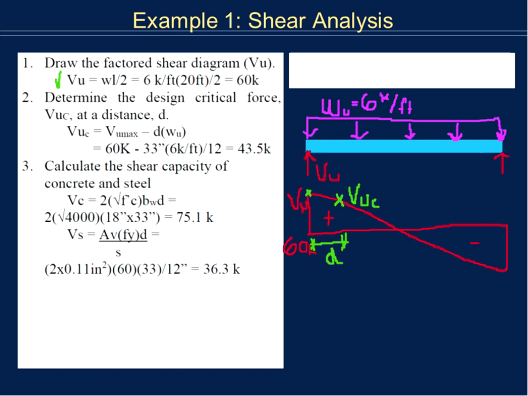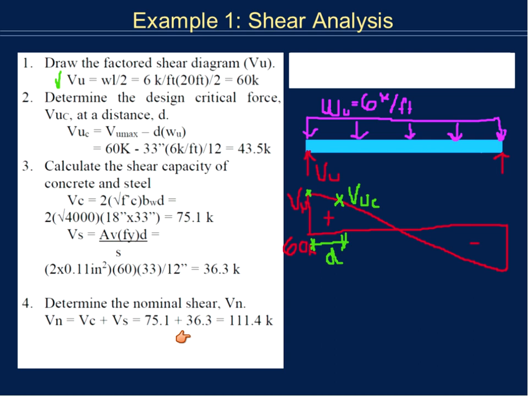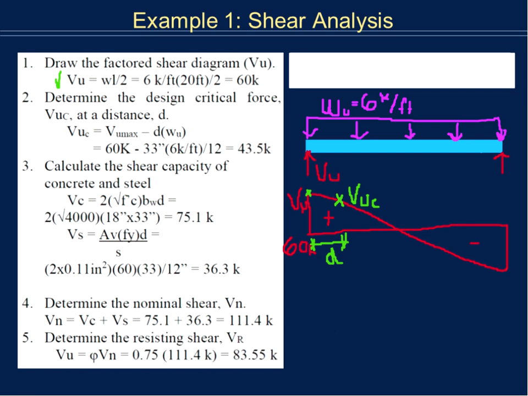So now let's add them together and apply our strength reduction factor and determine what our allowable resisting shear is. So we'll do this real quick. Our total resisting shear is the 75.1 plus the 36.3. So we have a total resisting shear of 111.4 kips. Now let's apply the safety factor. Our safety factor for shear, because we're concerned about a sudden or catastrophic failure, is why we reduce it to 75%. Remember, for beams and bending, it's 90% or 0.9. 75% of 111.4 is 83.55 kips.